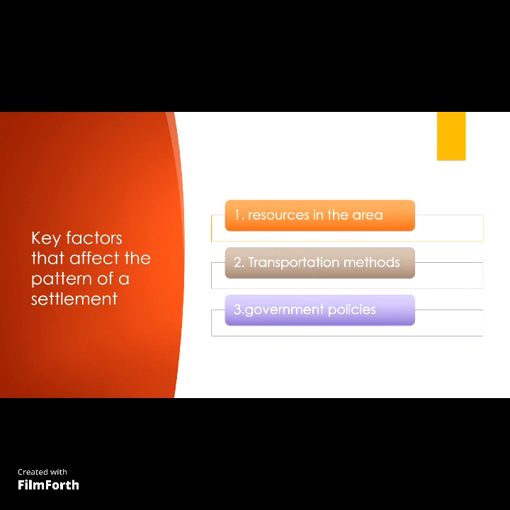Now we're going to unpack the key factors that affect the pattern of a settlement. So we have three factors that affect the pattern of a settlement. Number one, we have resources in an area. Number two, we have transportation methods. Number three, we have government policies. So these are the three factors that affect the pattern of a settlement.